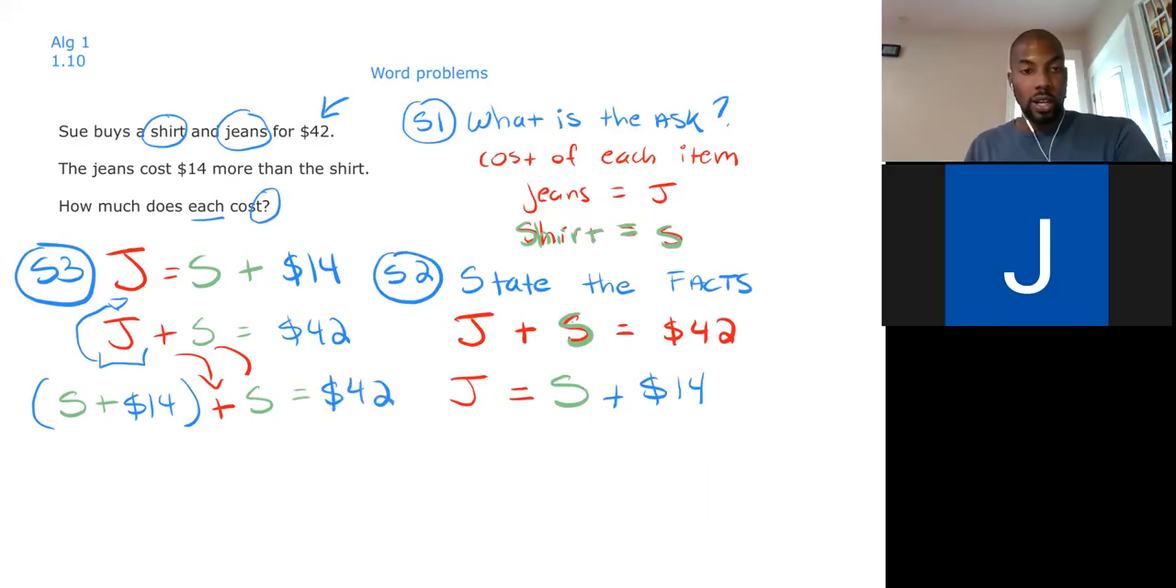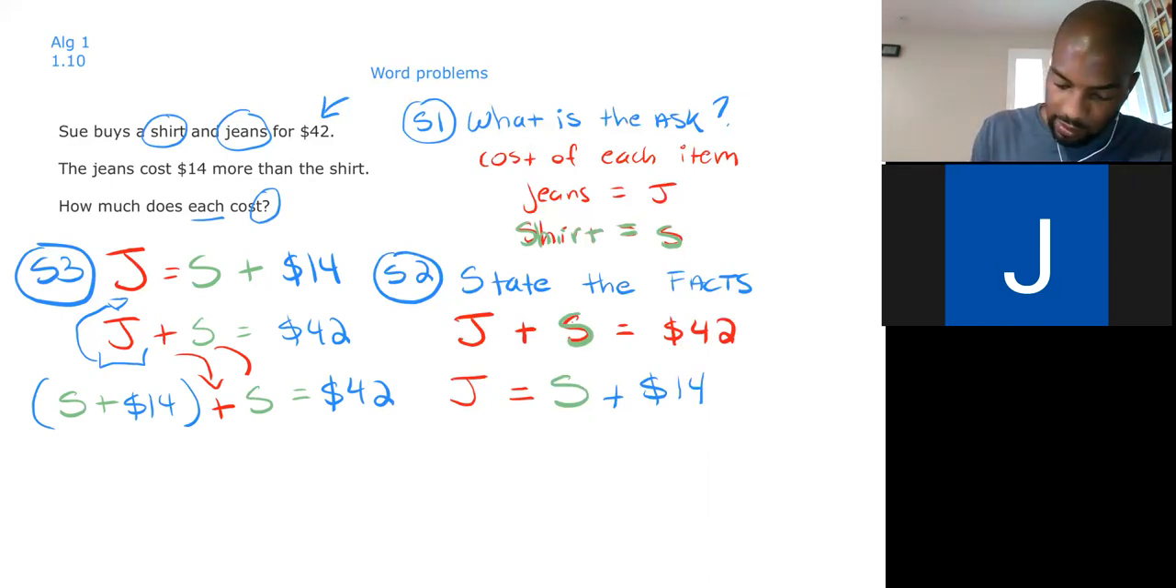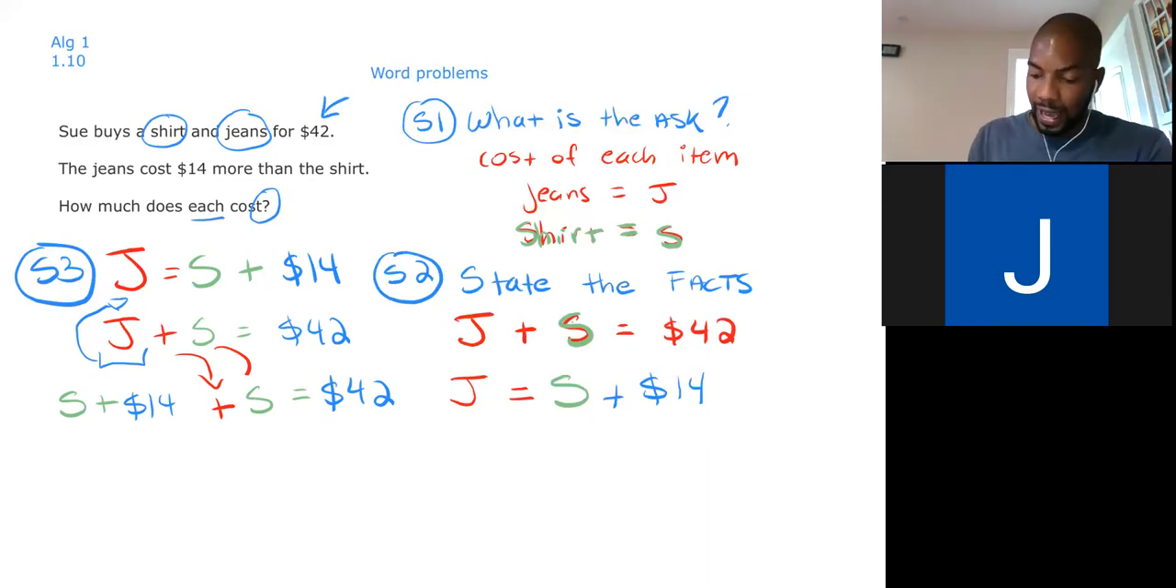So there's my new equation. Now all I do is I get rid of the parentheses, because that's what stood for J. I add like terms, the S and the S. That gives me S plus S. That's how many S's altogether? That's 2 S's, S 2 times.